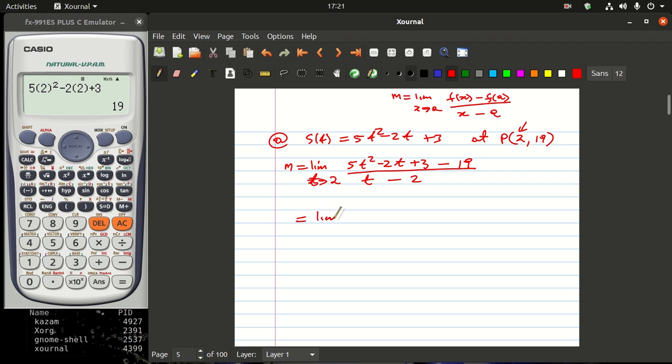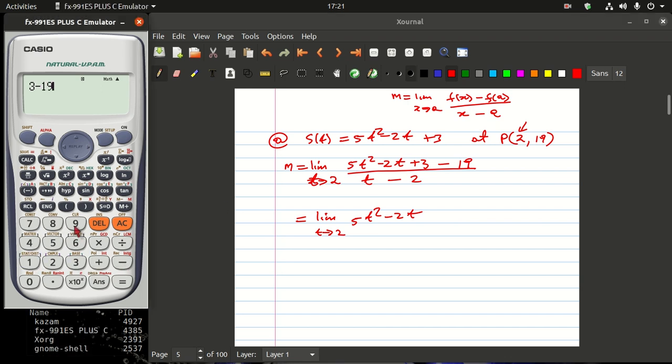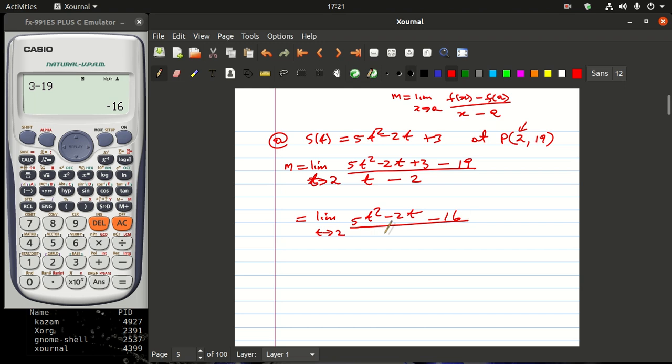I still have the limit as t approaches 2. Here I have 19 and 3. Let me just write this as this minus 2t. 19 and 3 minus 19. 3 minus 19 is supposed to be minus 16. So just to confirm, we have minus 16, and then all over t minus 2.